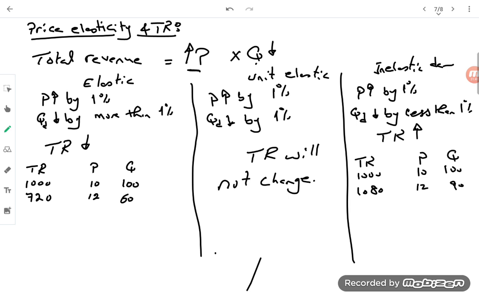So as we said, in case of demand, there are other factors that affect quantity demanded other than price. Also with respect to elasticity, there are other types of elasticity other than price elasticity of demand. One of the main factors that affect demand is income. So we have to study income elasticity.